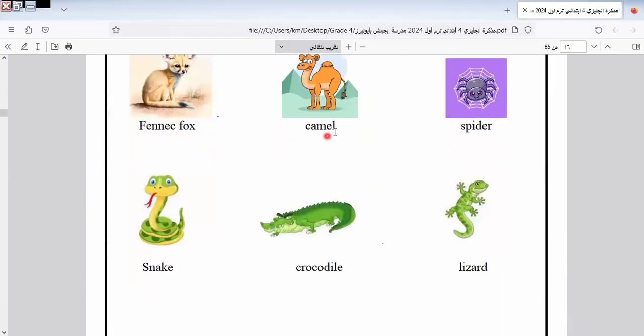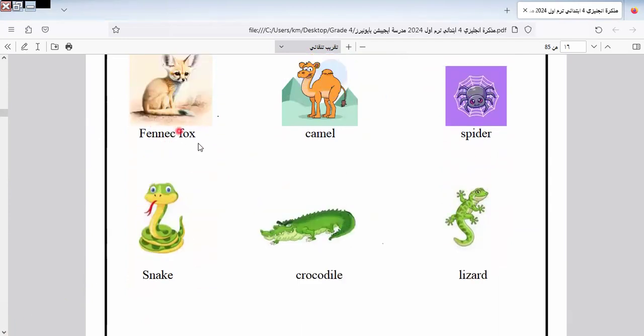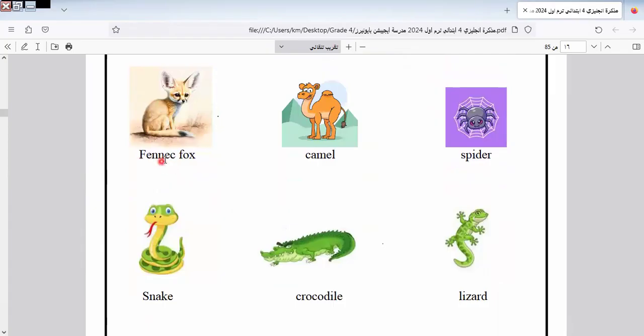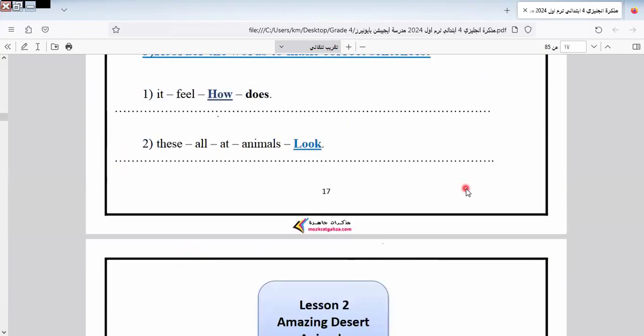Here we have phoenix fox, camel, spider. I think we took the phoenix fox also in science. We took this animal in your book, and we know from learning in science that the phoenix fox lives in what? It lives in the desert. We have camel, spider, snake, crocodile and bison.